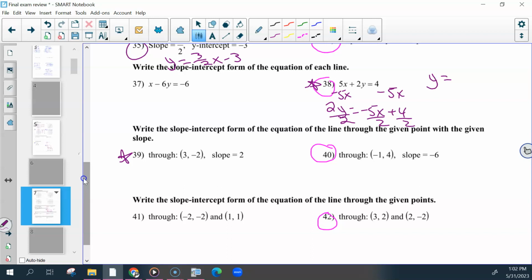This would be a fraction. We'll leave it as a fraction. y equals -5/2x plus 2. Questions so far?